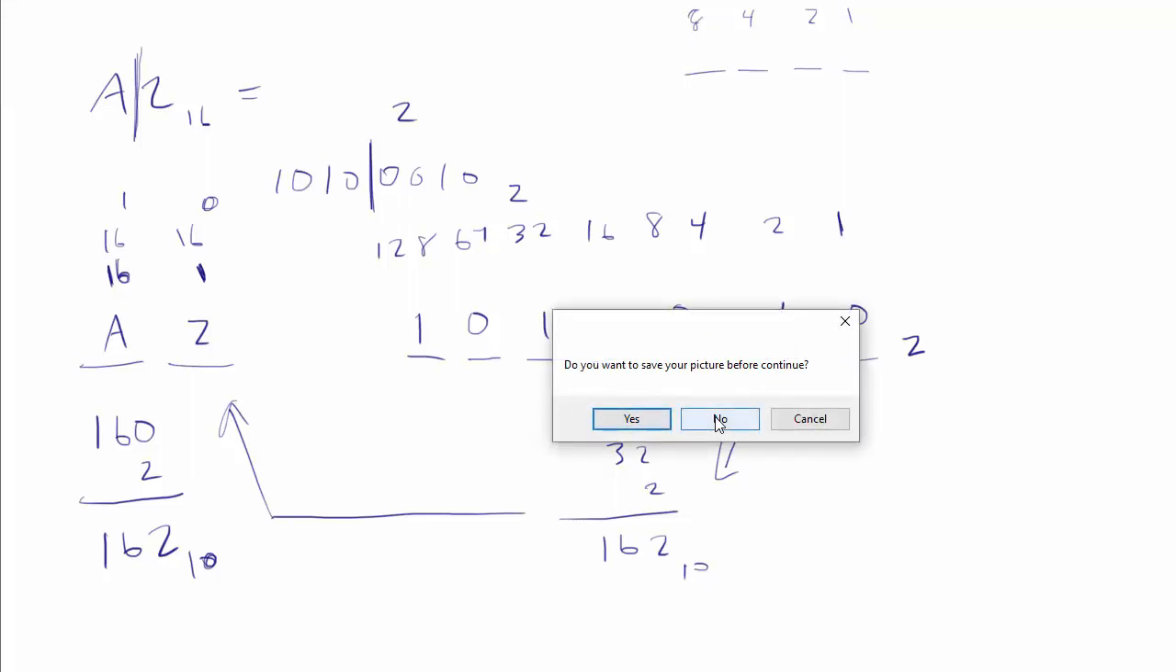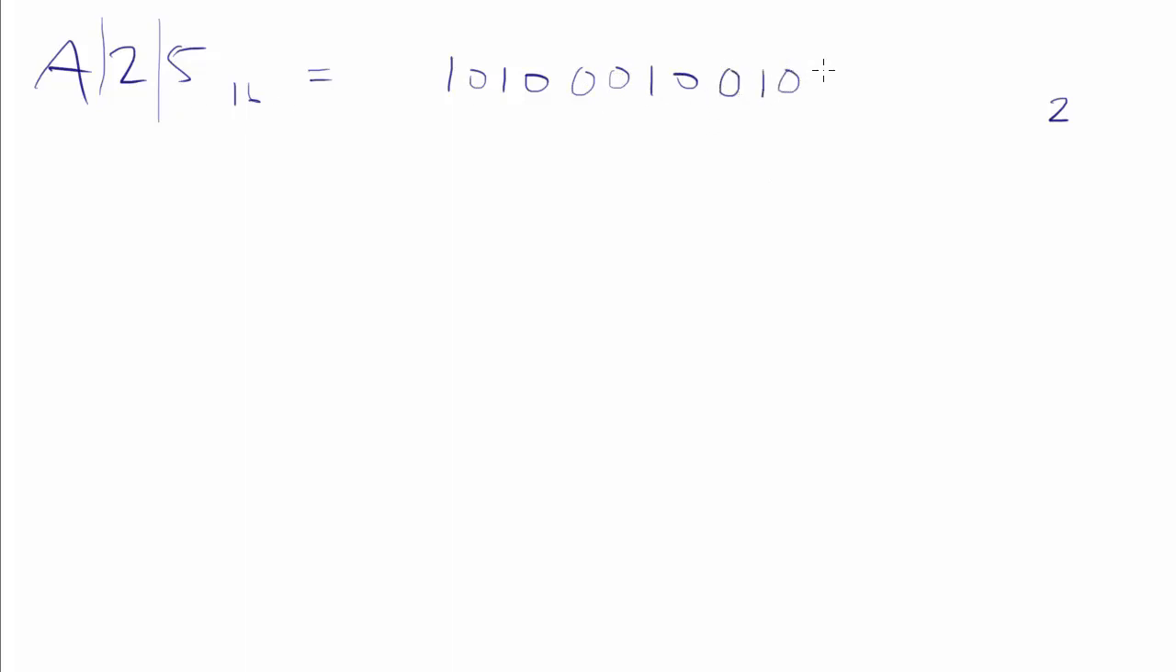So let's do some other conversions. So I'm going to get a new sheet, and I'm going to take a number like A25 in base 16. What is that equivalent to in base 2? Again, I get to just split these out and then convert each digit individually. And so I get a 1010 for the A. I'm going to do a 2 now, so I get 0010. And then I get a 5, which is going to be 0101.